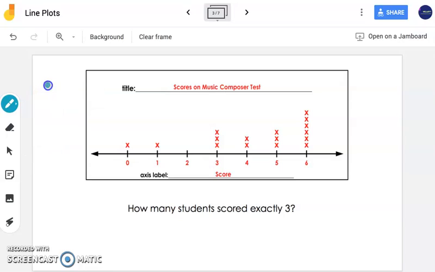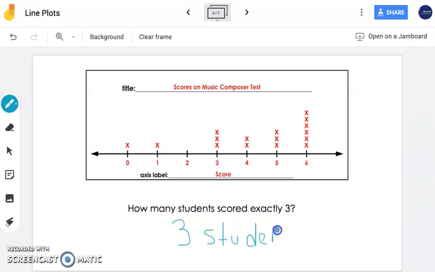So now we want to figure out how many students scored exactly a score of 3 out of 6, or just a 3 on this composer test. So on my line plot, I'm going to first identify where I see a score of 3. Right here has a score of 3. Now notice there's 1, 2, 3 X's above. That means that 3 students scored exactly a 3 on this test.